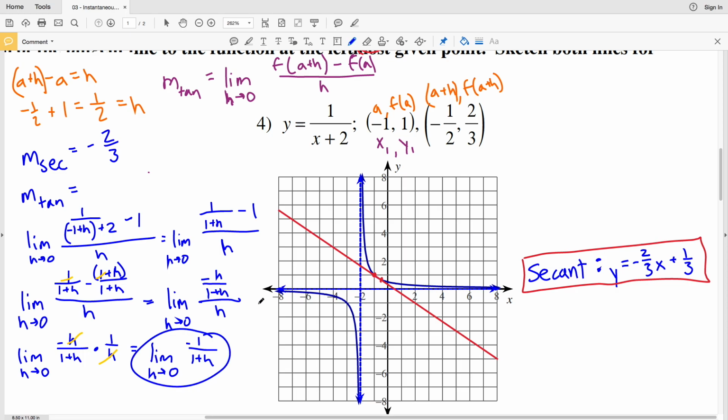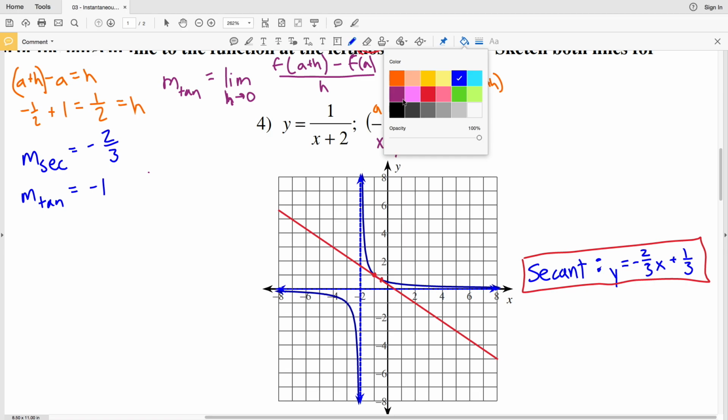And this limit is equivalent to my original limit for all values where h is not equal to 0. But what this allows me to do is plug in 0 for h. So I'll take negative 1 over 1 plus 0, which is going to give me a negative 1. So my slope for my tangent line is negative 1.